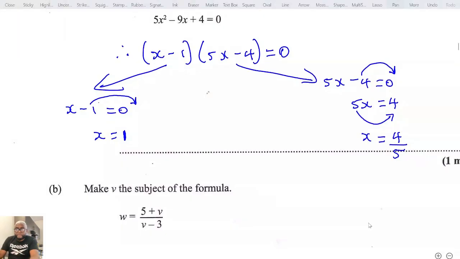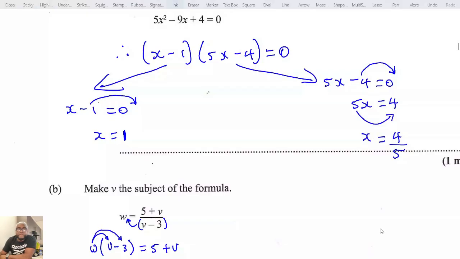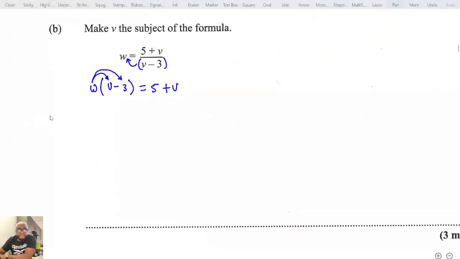So what are we moving first? Excellent. You have to move this because you cannot work with this in the denominator position, right? When I carry this to the left, what do we do with it? So it'll be W multiplied by (V minus 3) is equal to 5 plus V. You multiply W into the brackets, right? Excellent. So it'll be WV minus W multiplied by 3, that's 3W, is equal to 5 plus V.